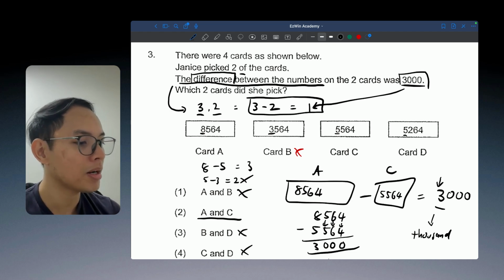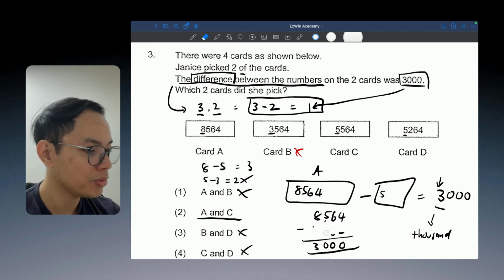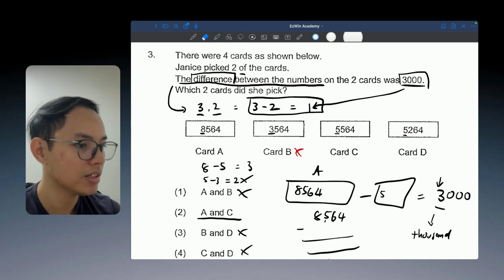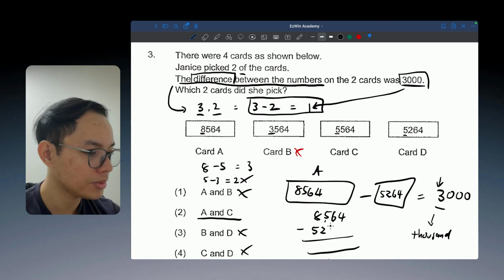So you might be thinking, what about card A and card D? Yep, you can do that as well. You can just remove this, and instead of 5564, it should be 5264. Let's see if we still get 3000. So 8564 minus 5264. Let's minus one by one.